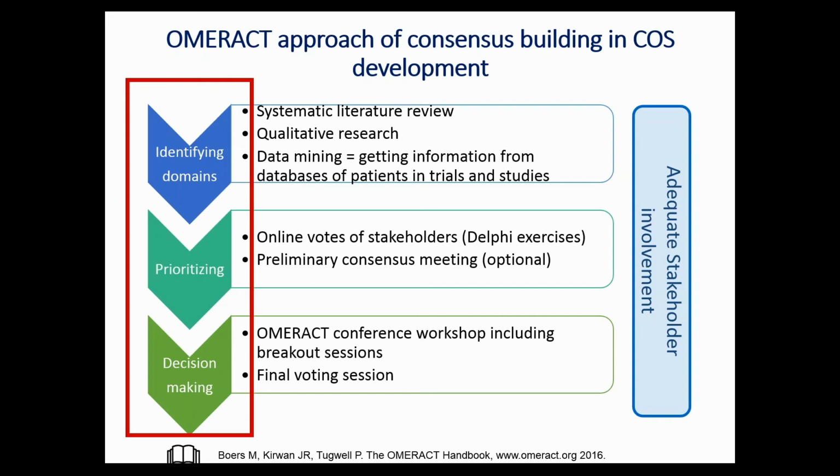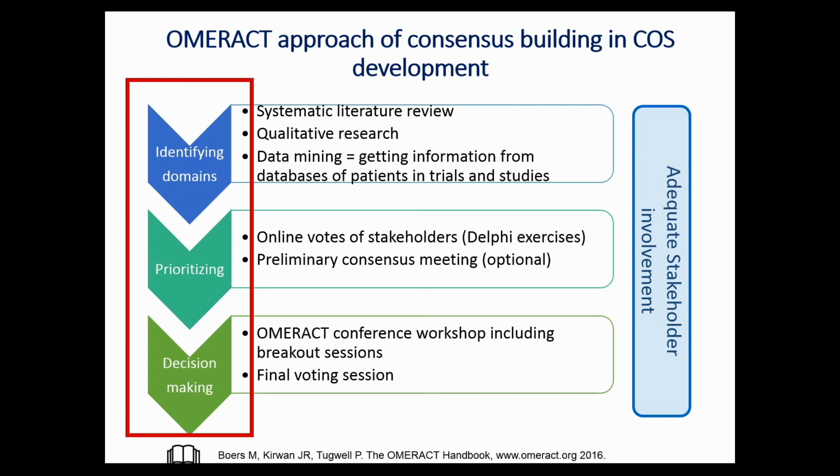So every new working group that looks at the development of a new core outcome set starts with step 1, identifying domains. Then you have to prioritize them. And if you have done that, you bring it to an OMERACT meeting for decision making. And these 3 steps are described in the boxes in the middle.